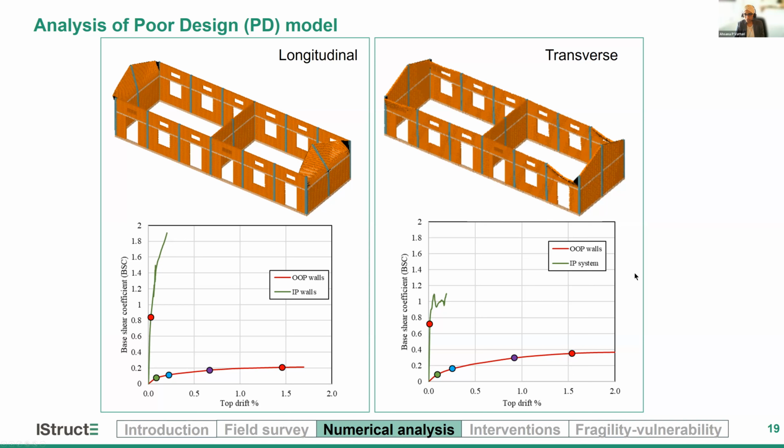So as I mentioned, the in-plane and out-of-plane walls are acting almost like two independent components of this building. So it is meaningful to separate these two systems and then analyze them as two systems here. So we have the out-of-plane walls, represented by the red curve, and the in-plane walls, as is the green curve. And as we observed, their nonlinear capacity is rarely mobilized in this case.